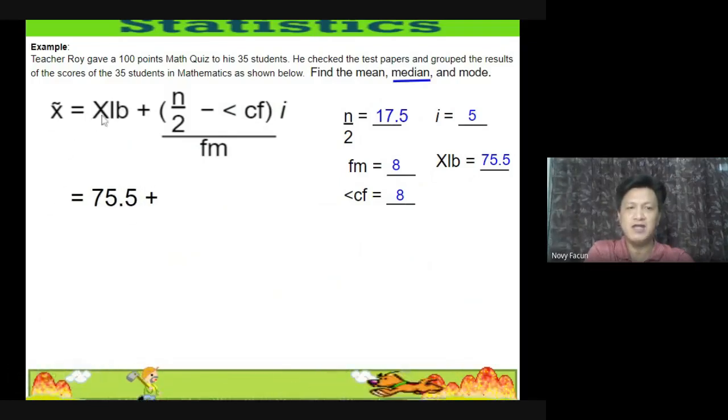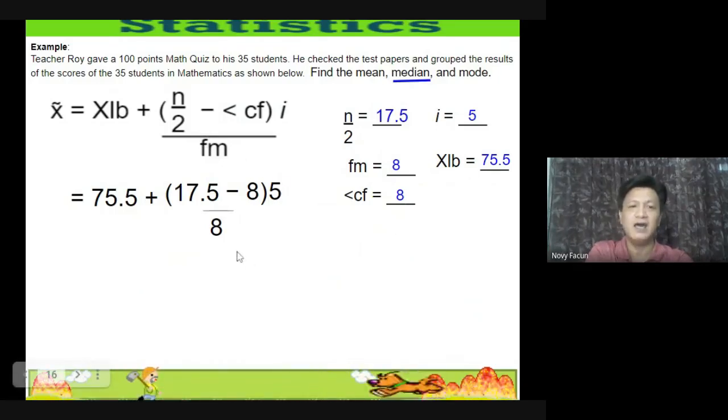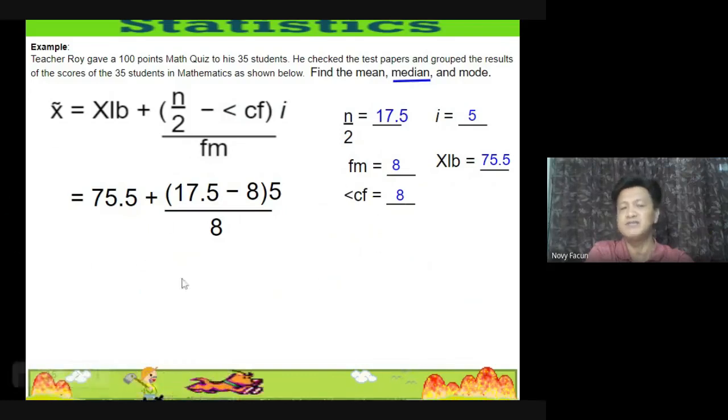So, copy lang natin yung XLB, that is the lower boundary of the median class, 75.5, plus yung N over 2 natin, that is 17.5. And then yung less than cumulative frequency, that is 8. Kaya minus natin. And multiply by I. Yung I natin, that is the class size. And divide by FM. Ano yung FM? That is the frequency of the median class. And that is our substitution. Kailangan tama yung pagkaka-substitute natin.